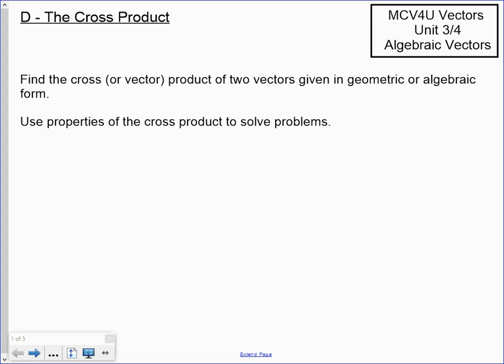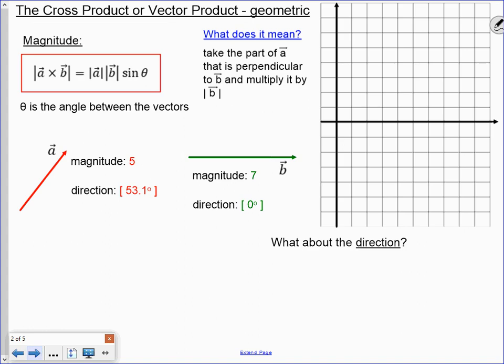So just like we did with the dot product, we want to be able to find the cross product or the vector product of two vectors if those vectors are given to us in geometric form with magnitudes and angles, or in algebraic form as ordered pairs or ordered triples. And then we'll do some practice questions where we use the properties of the cross product to solve problems involving vectors.